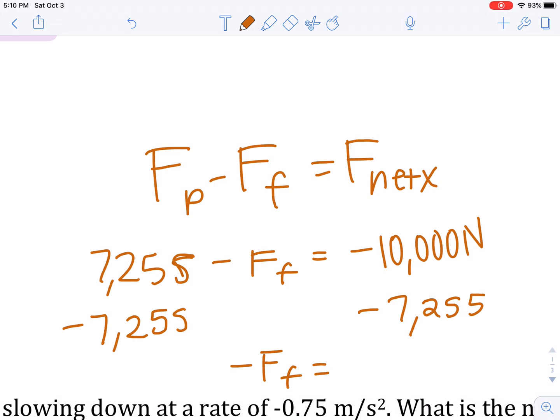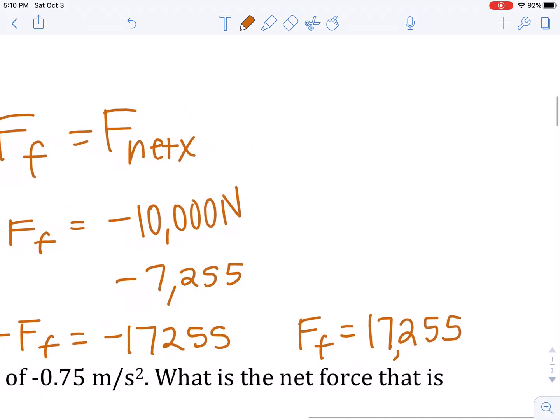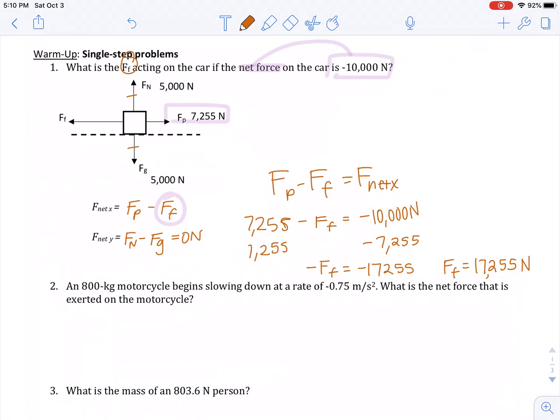If I plug this into my calculator, I get negative 17,255. But reminder, that negative is going to cancel. Really what I'm solving for is the magnitude, how big the force of friction is. But I know that the force of friction, based on my FBD, is to the left. That's how I solve with my success criteria solution, including units and direction. That's how I make sure that I show my direction, with an arrow.